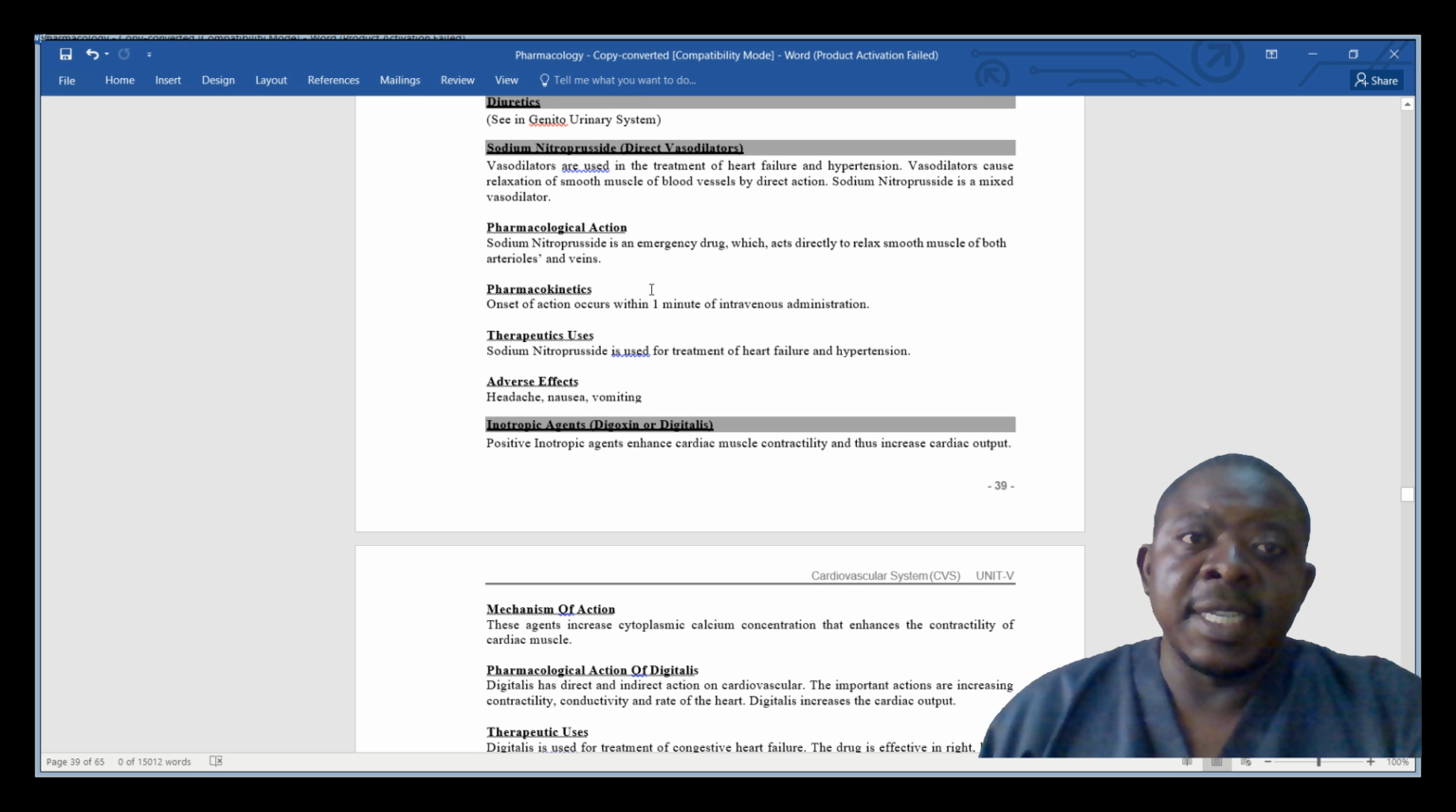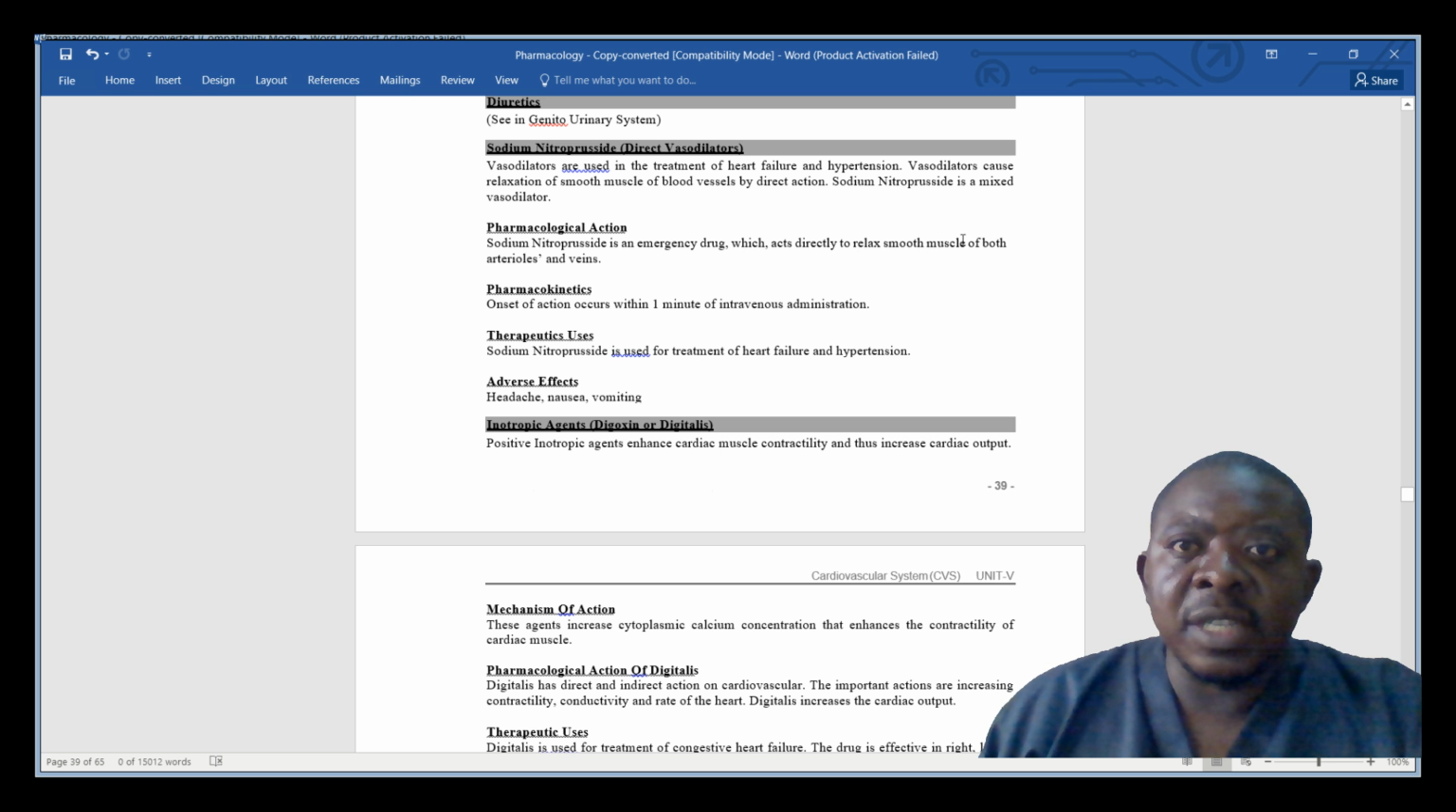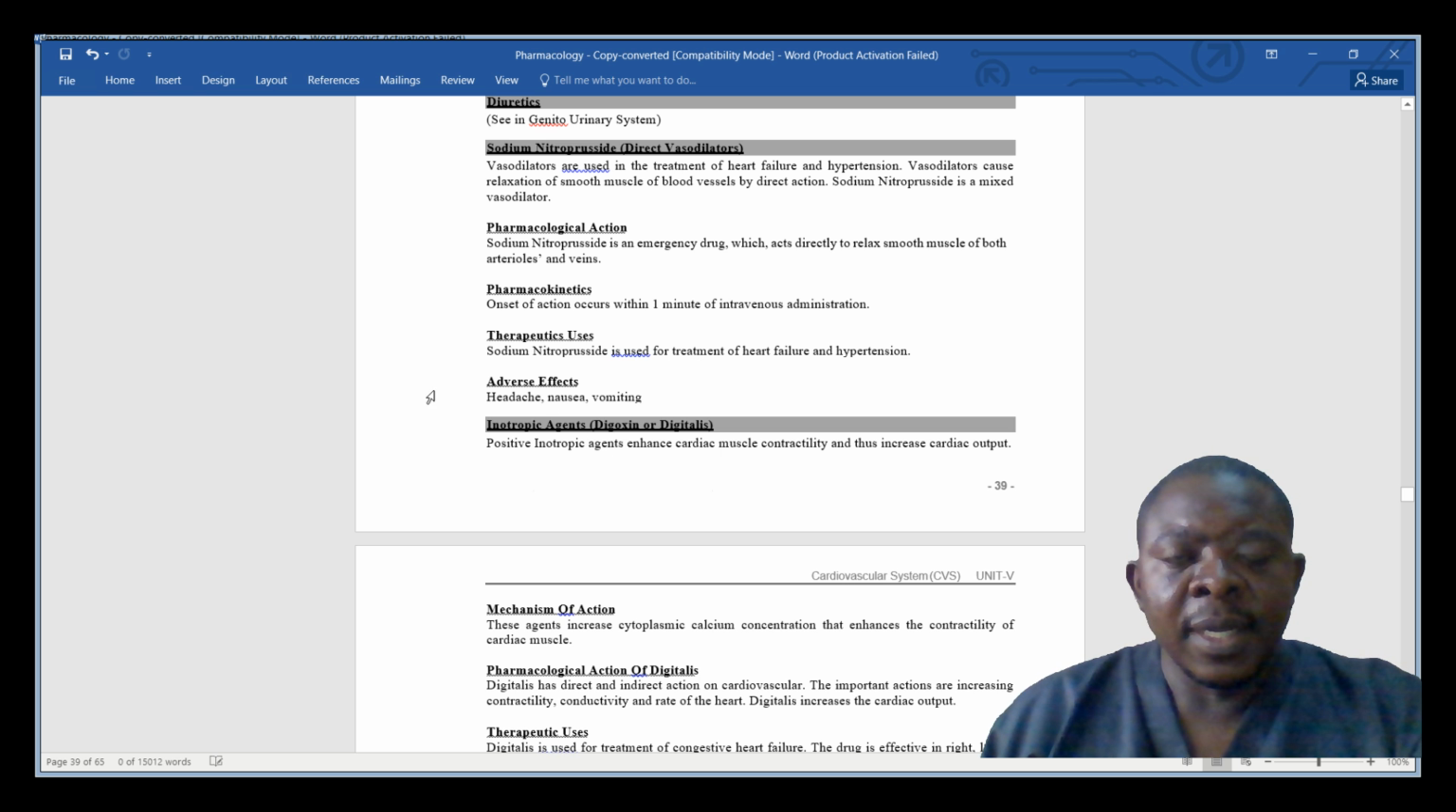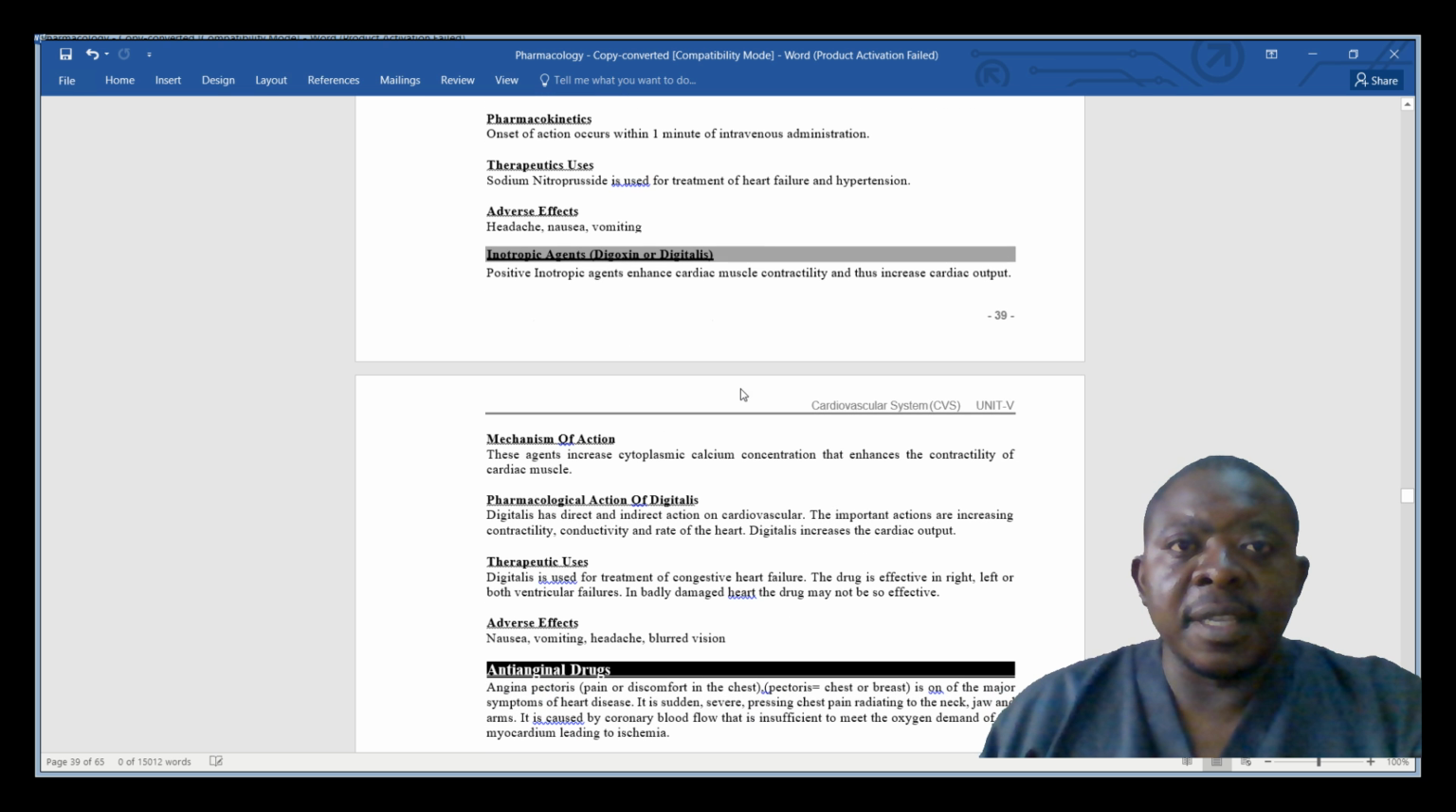Pharmacological action, or mechanism of action. Sodium nitroprusside is an emergency drug which acts directly to relax smooth muscles of both arterioles and veins. Pharmacokinetics. Onset of action occurs within 1 minute of intravenous administration. Therapeutic use. Sodium nitroprusside is used for treatment of heart failure and hypertension. Adverse effects may include headache, nausea, and vomiting.